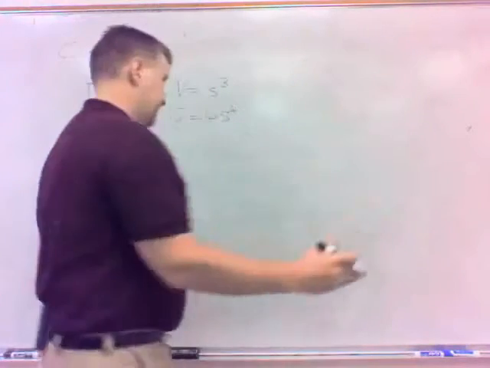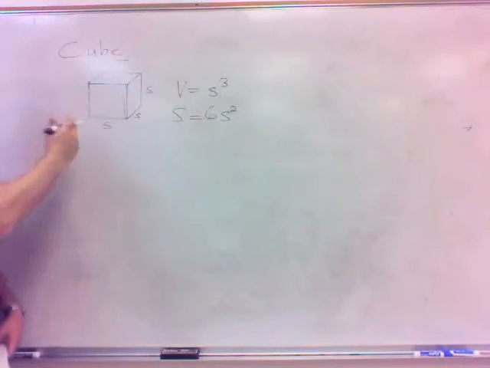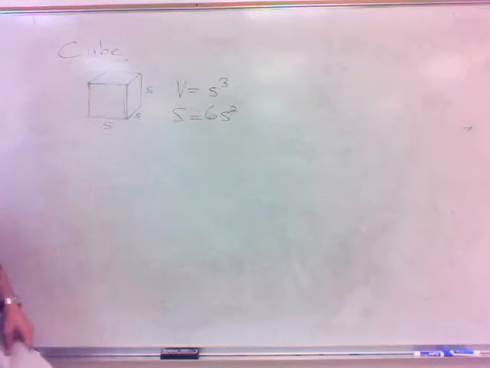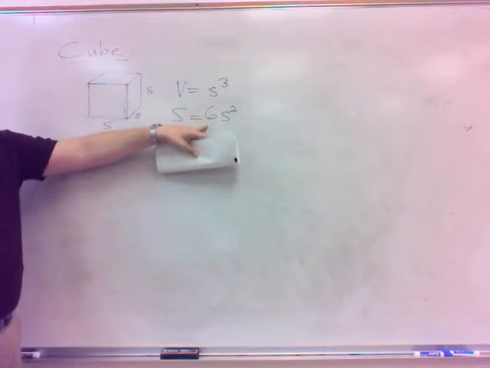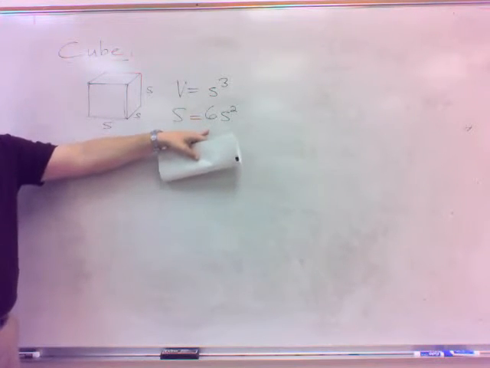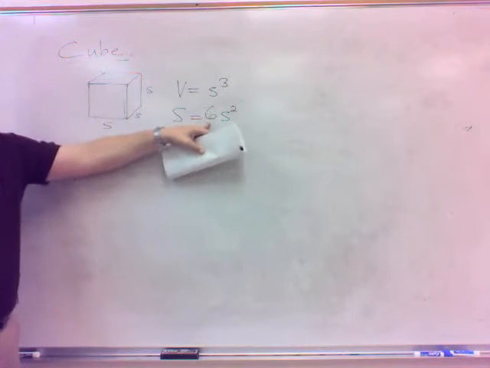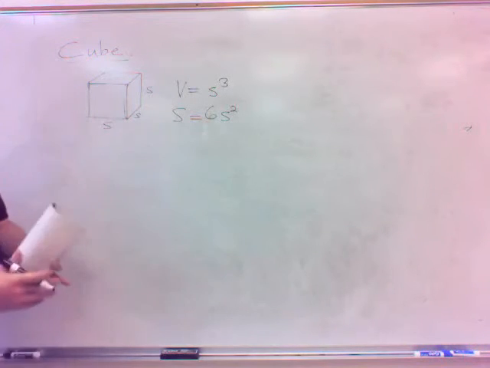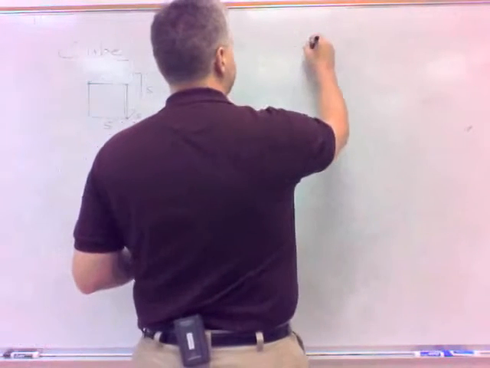All right? Now, again, one I like to get you to think about: what if this cube had no top? If the cube had no top, then volume's still S cubed, but what about the surface area? Well, if there's no top, you only have 5 surfaces, so you only have 5S squared, right? So anyway, let's go to the cylinder.